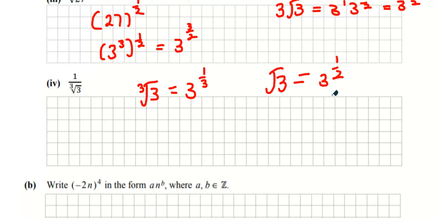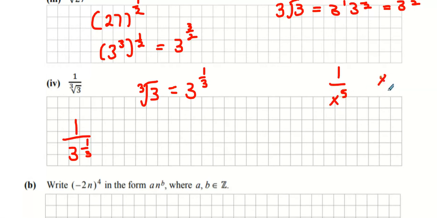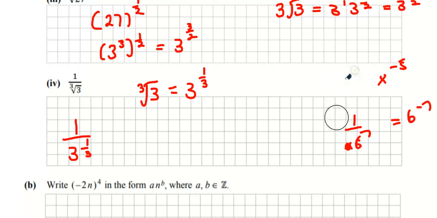Okay. Now, what we do next is the negative power rule. So it's 1 over 3 to the power of a third. If I had 1 over x to the power of 5, the answer is x to the power of minus 5. If I had 1 over 6 to the power of 7, the answer would be 6 to the power of minus 7. So for this question the answer must be 3 to the power of minus a third.